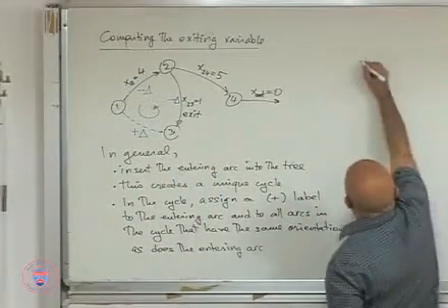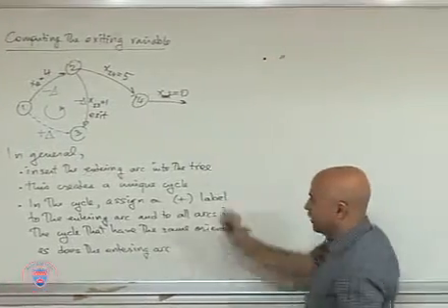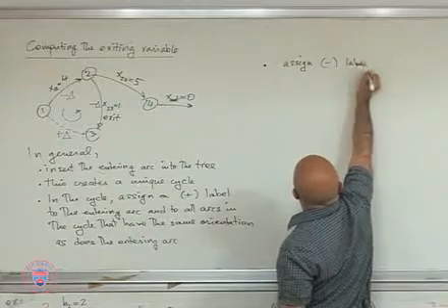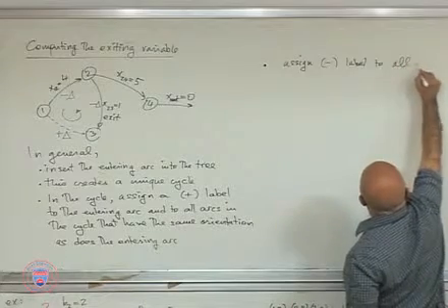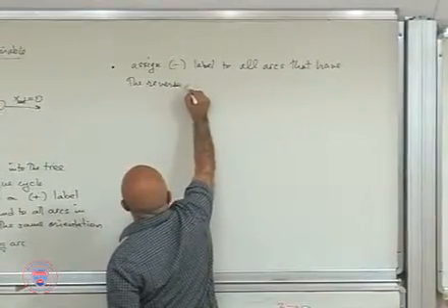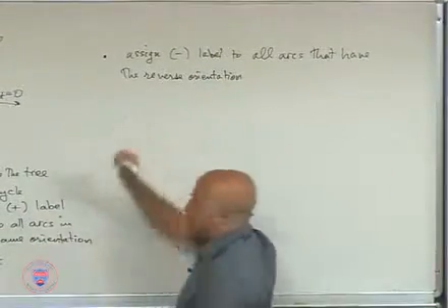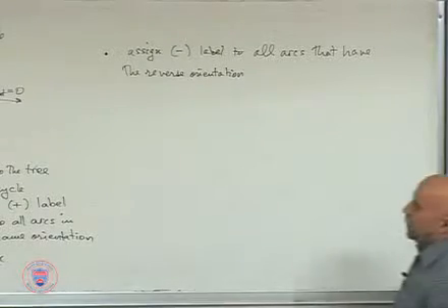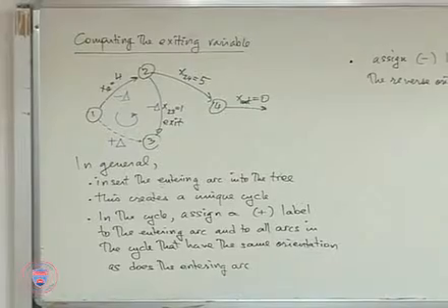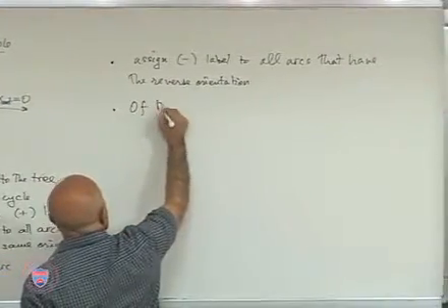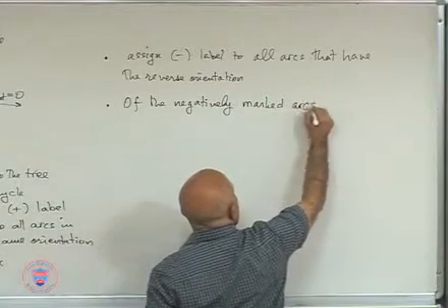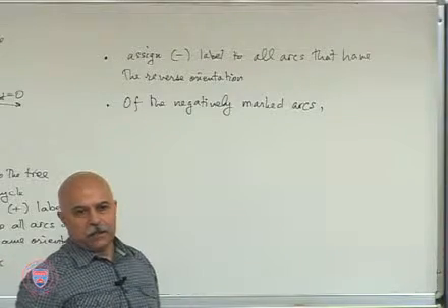And the next bullet is essentially the same, except that in the cycle, assign minus label to all arcs that have the reverse orientation as does the entering one. Okay? In this case, of course, both basic arcs in the cycle have reverse orientation, so they both received minus. Of the negatively marked arcs in the cycle, choose one that has a smallest flow value.